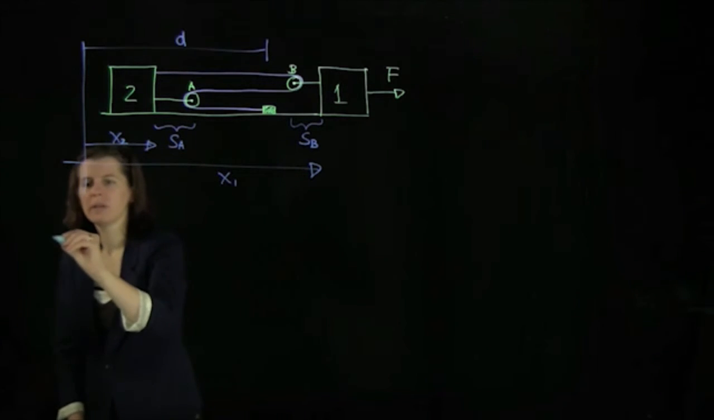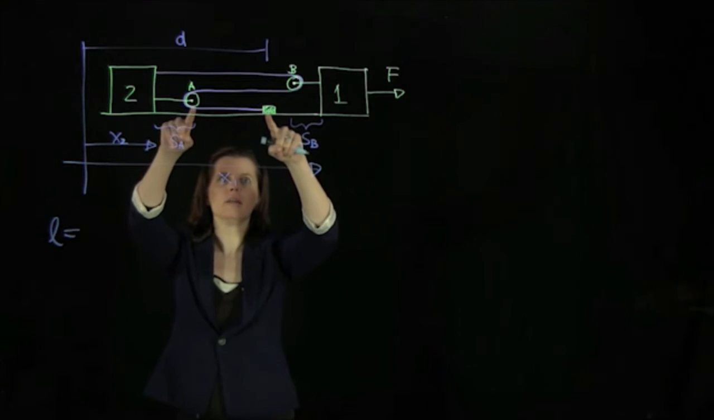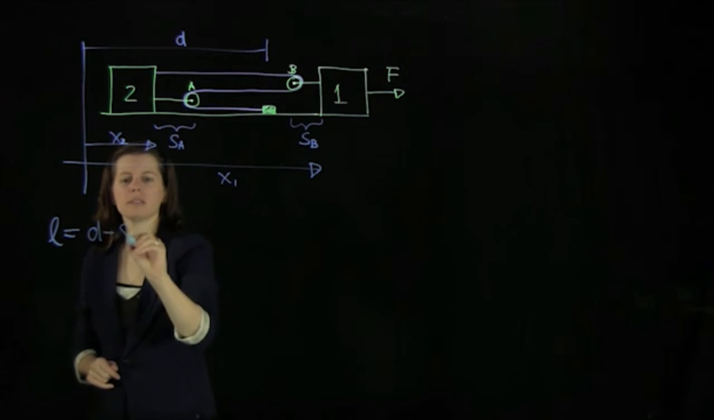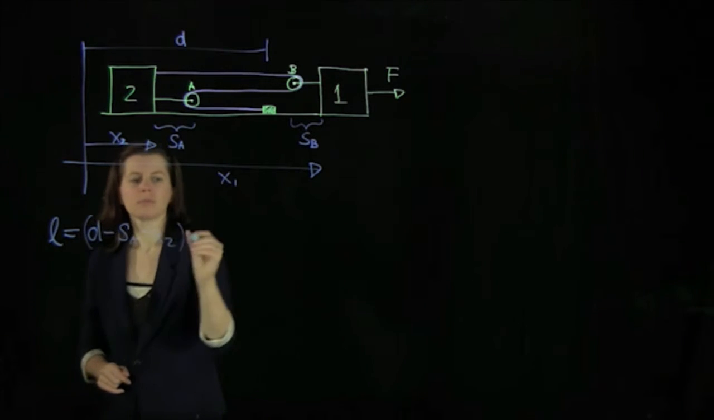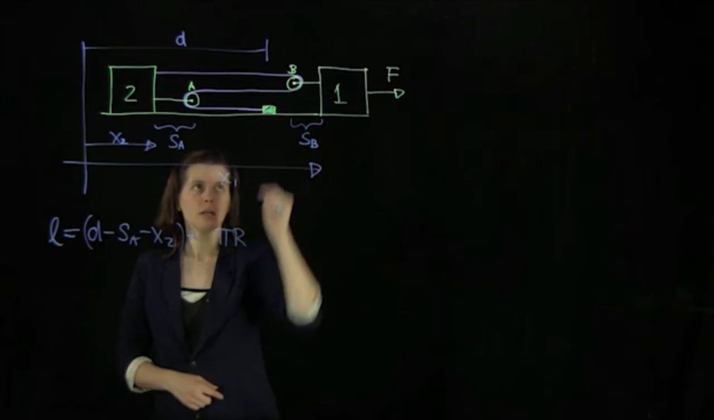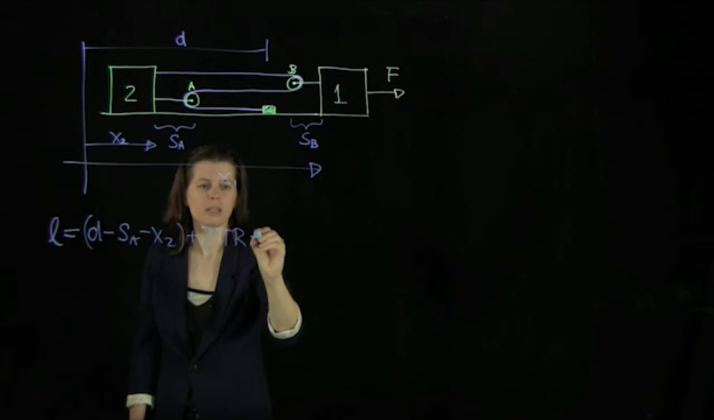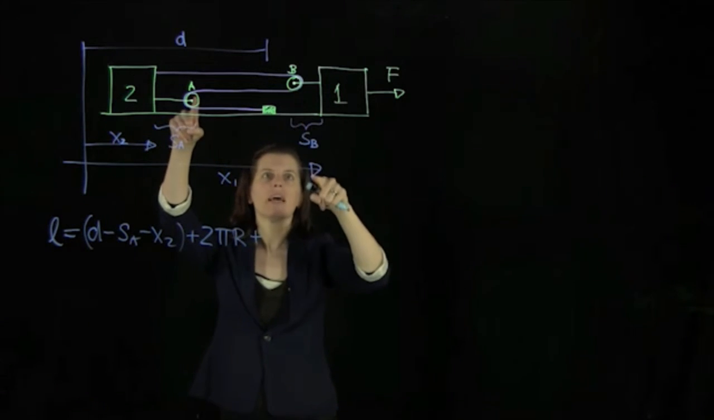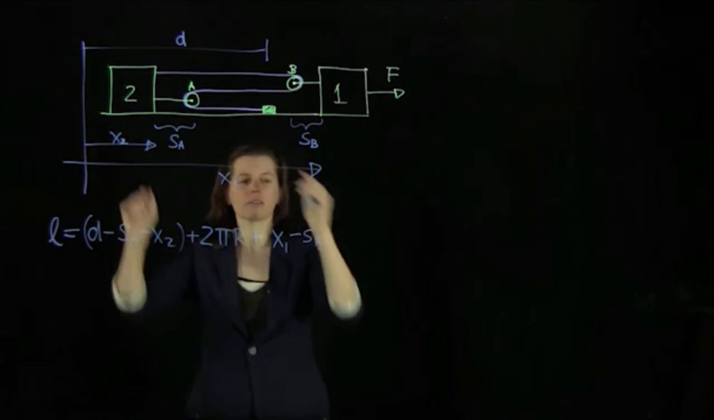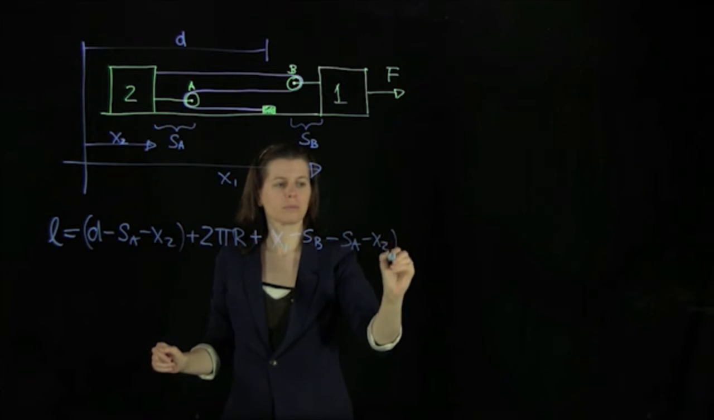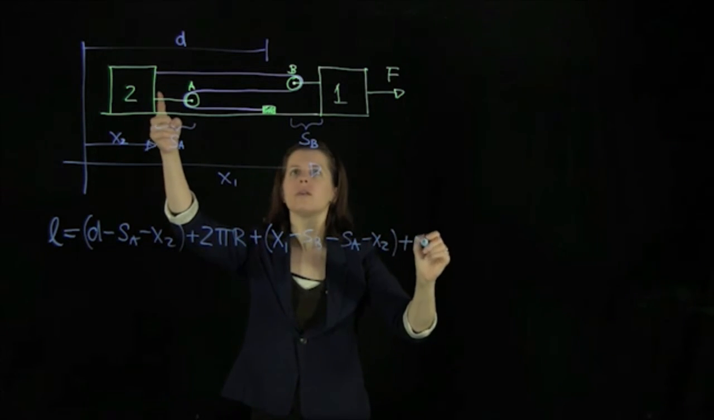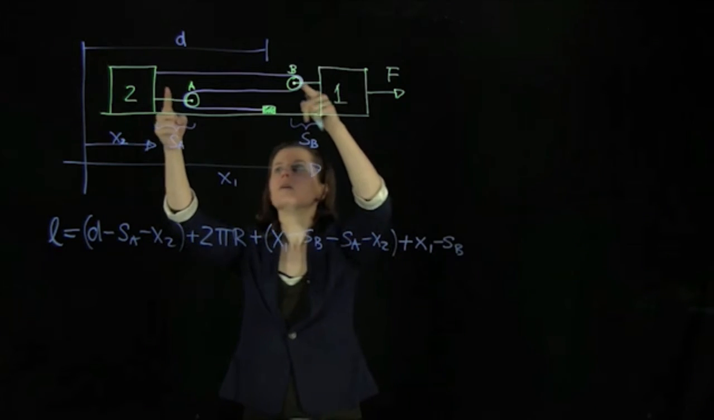So now we can tally up the length. Let's start with this portion here. That is d minus SA minus x2. And then we have a half circle here, pi r, and we know actually that there's another half circle going to come there, so we can just write 2 pi r immediately. And then we have this part here. That one is x1 minus SB, and then minus SA minus x2. And then finally we have this portion, and that is x1 minus SB minus x2.